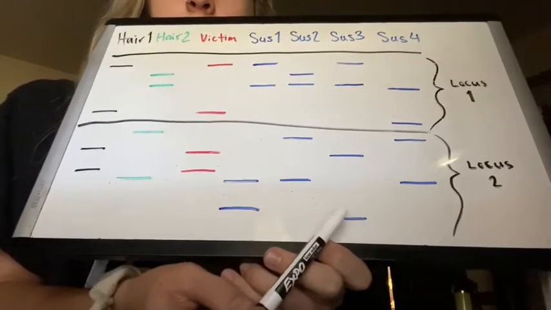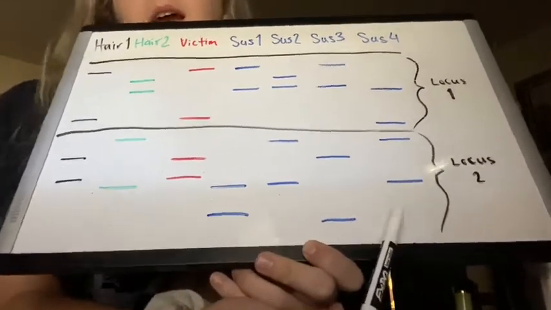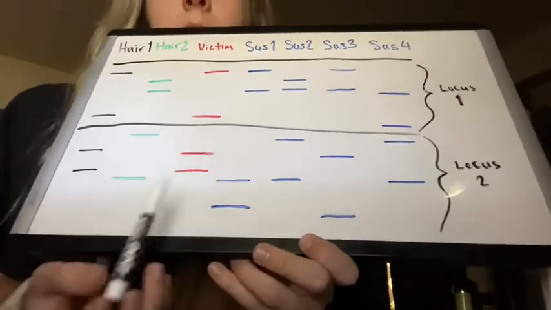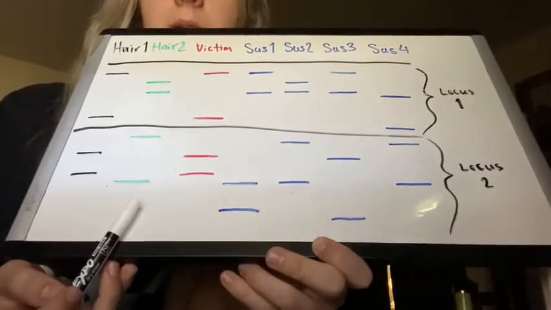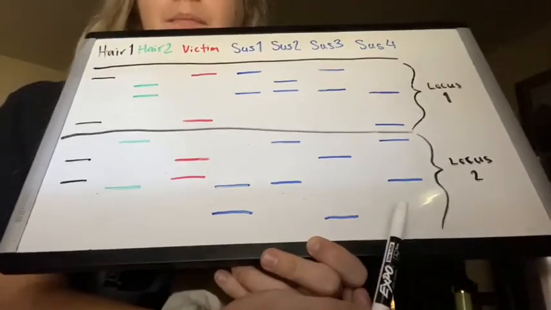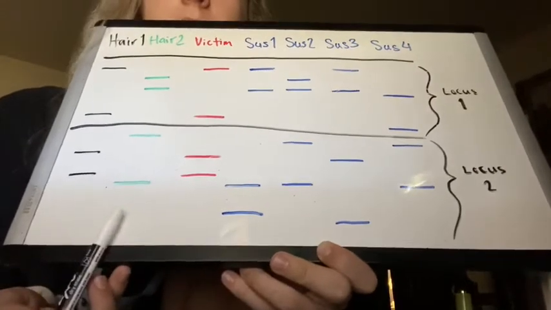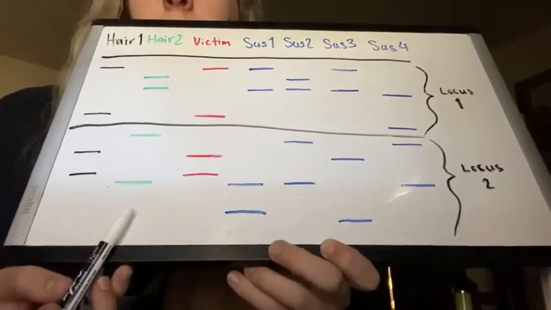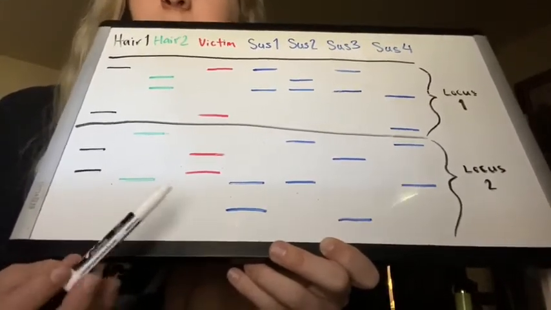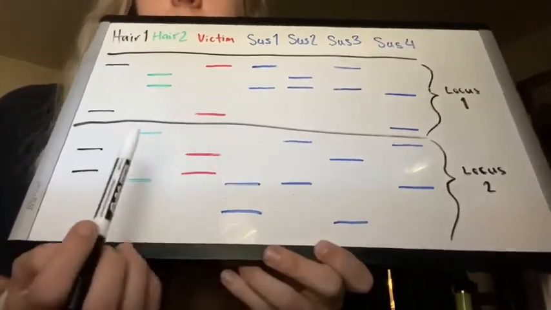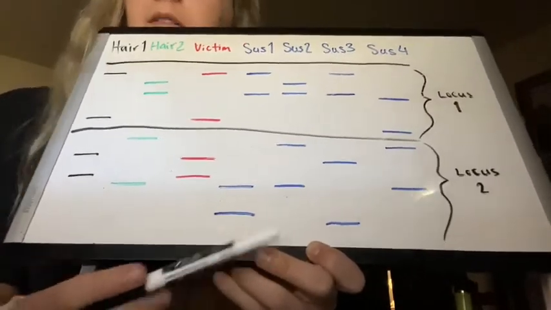Neither allele for suspect 3 matches on either of the hairs, and for suspect 4, both alleles match up for hair 2, but they don't match up in the first locus, therefore we can rule out suspect 4 for hair 2.